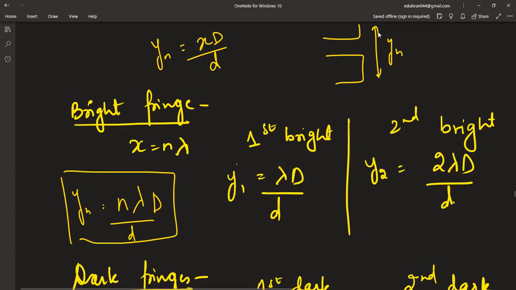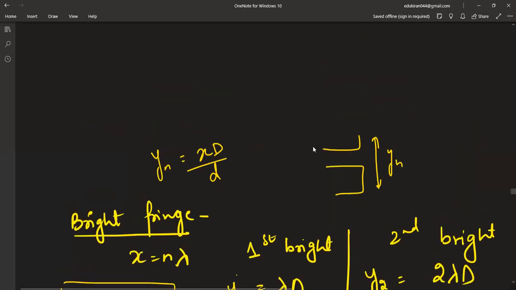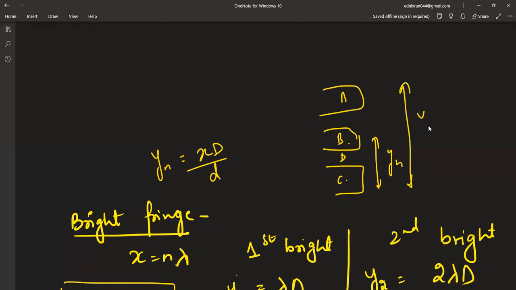Now, if this is the first one, this will be the separation. Suppose this is the central, first dark, first bright, first dark, first bright. Suppose this was first bright, second bright I want to find out. So this will be my y2. Like this we have to calculate. Are you understanding this? What are you actually calculating?